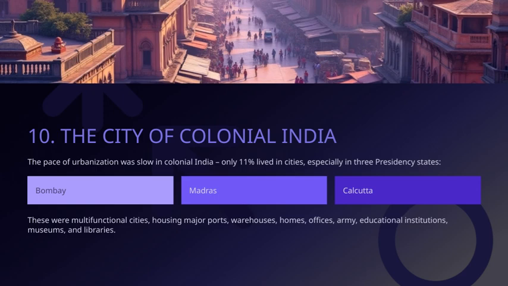Overall, the pace of urbanization in colonial India was relatively slow. Only about 11% of the population lived in cities, which indicates that most people still resided in rural areas. This urban growth was concentrated mainly in the three presidency cities, Calcutta, Madras, and Bombay, which played central roles in administration, trade, and industry. Understanding these cities helps us see how colonial India was structured, where the major centers of power, commerce, and culture were located, and how slowly urbanization progressed during this period. It's a crucial piece of the bigger picture of India's colonial transformation.